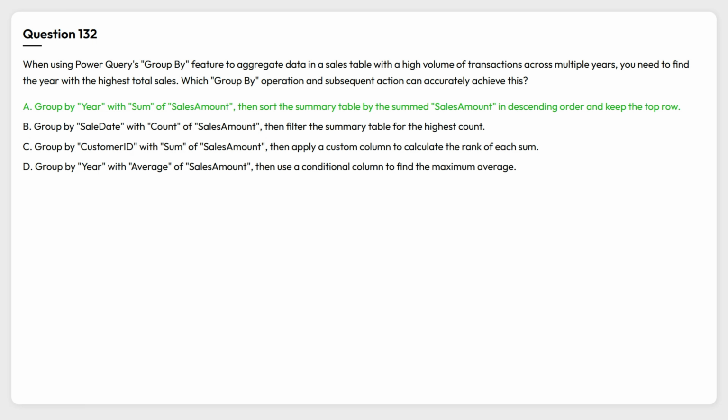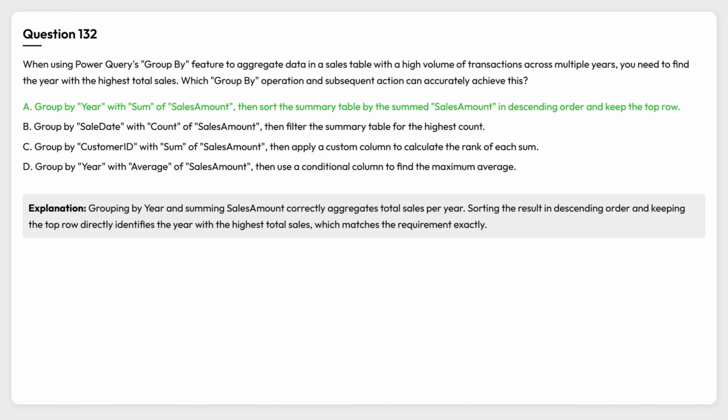The correct answer is option A. Group by year with sum of sales amount. Then sort the summary table by the summed sales amount in descending order and keep the top row. Grouping by year and summing sales amount correctly aggregates total sales per year. Sorting the result in descending order and keeping the top row directly identifies the year with the highest total sales, which matches the requirement exactly.